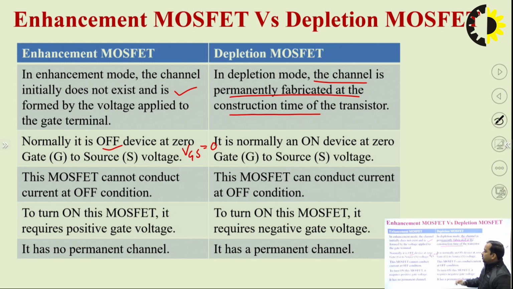So the current was 0, the device was off. But for the depletion type MOSFET, when VGS was 0, if you have applied some value of VDS, there is definitely a flow of current between drain and source terminal. So we can say that this device is normally on whether we have applied gate to source voltage or not. Now this MOSFET cannot conduct current when it is off, meaning when ID is 0, it will not conduct. And the depletion type MOSFET can conduct when VGS is 0 also. That's why it is termed as an on device, and this is termed as an off device.